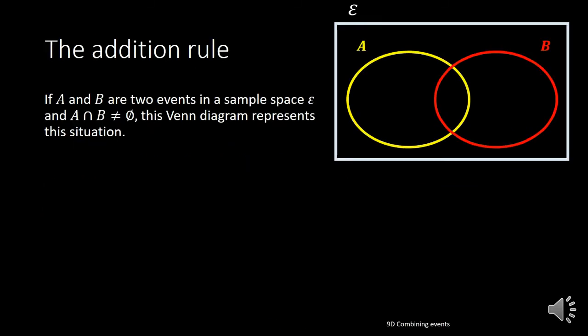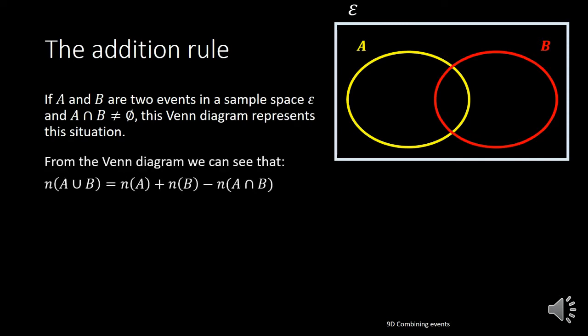Okay, our addition rule is another one that we looked at last year, and it refers to when we have this situation where there is some sort of intersection of A and B. So they're not disjoint sets, they're not mutually exclusive. From the Venn diagram, we can see that if we want to count up all the things in A union B, all we have to do is count up all the things in A, add that on to all the things that are in B, and then subtract the number of things in the intersection.